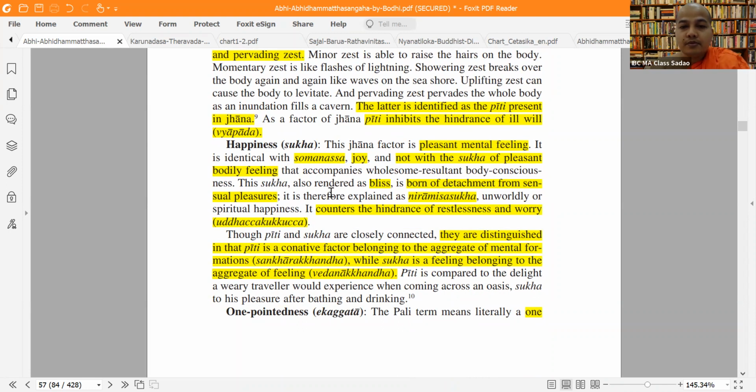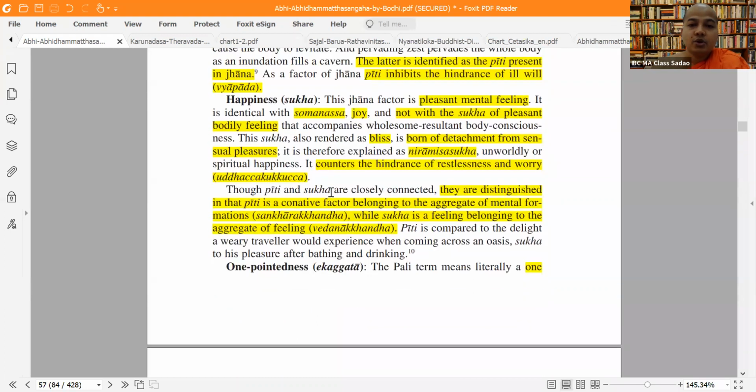Sukha is another jhana factor, pleasant mental feeling. It is identical with somanasa, joy, and not with the sukha of pleasant bodily feeling that accompanies wholesome resultant body consciousness. So when it says sukha here, it should be understood in terms of somanasa, because somanasa is more on mental happiness, and sukha, as it is explained here, refers to bodily happiness. So in this case, it is not more on bodily pleasant feeling. It is more on mental feeling.